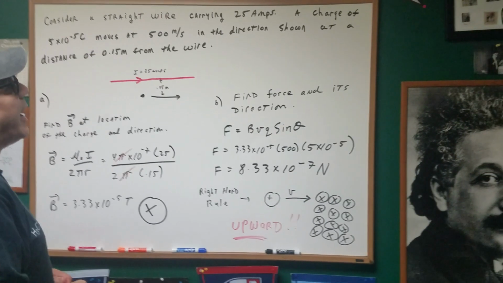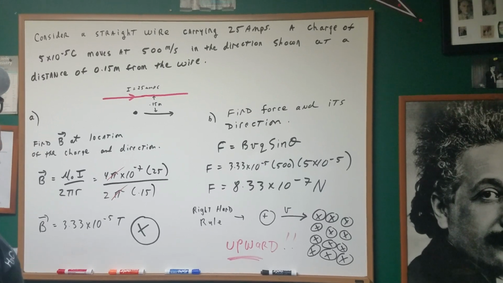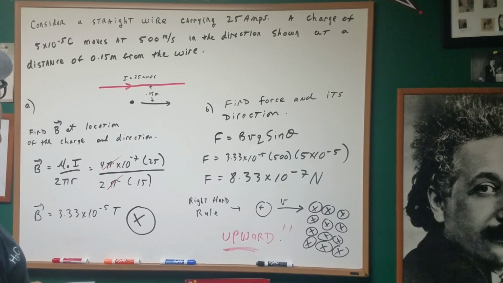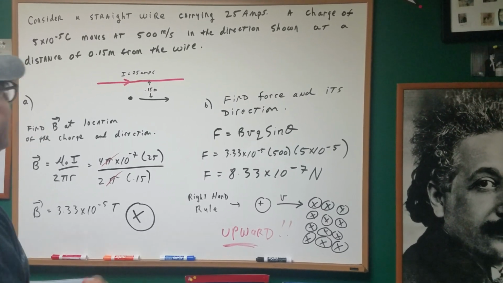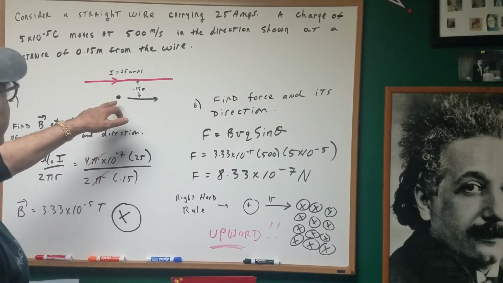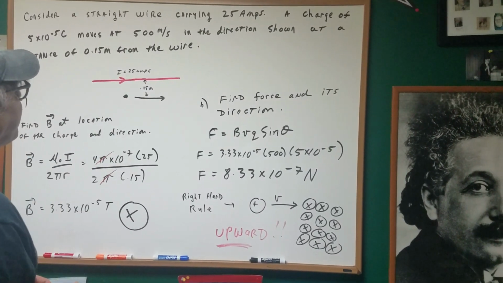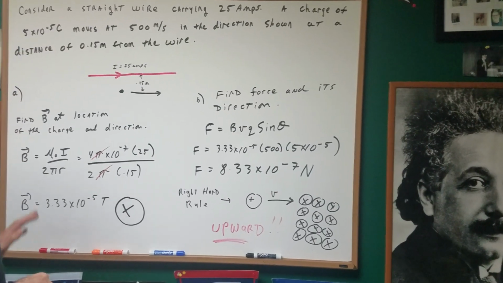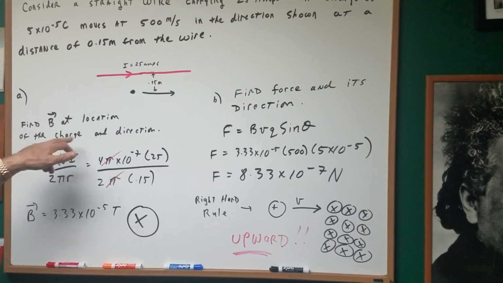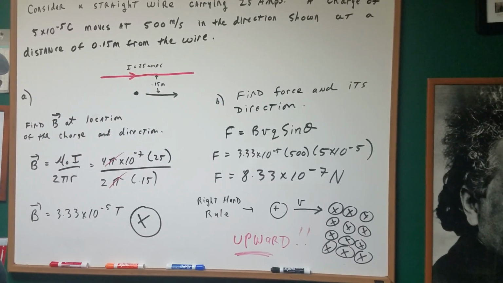Consider a straight wire carrying 25 amps of current. A charge of 10 to the minus 5 coulombs moves at 500 meters per second in the direction shown at a distance of 0.15 meters from the wire. So there's the picture. The red is the wire carrying 25 amps, and here's our charge that is moving at 500 meters per second. Notice the charge is 0.15 meters away from the wire. I'm going to find the magnetic field at the location of the charge and its direction. So we want to find, at this point right here, the magnetic field and the direction.